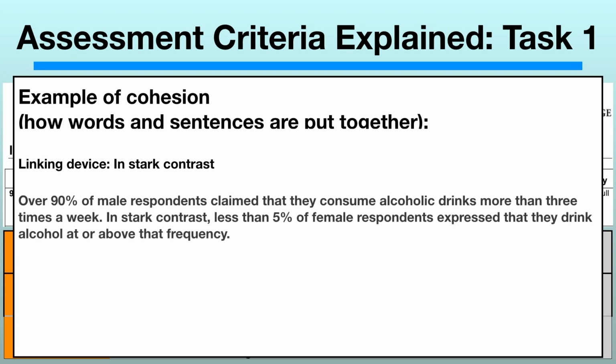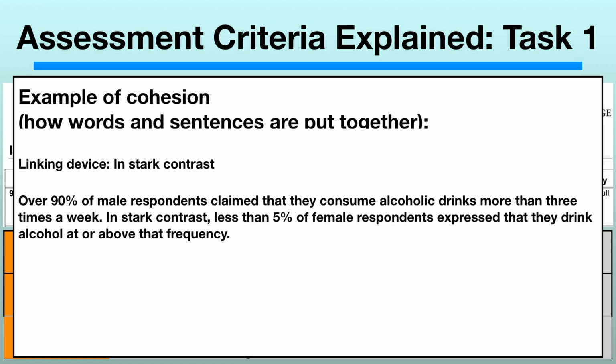Take a look at the sentences below. Over 90% of male respondents suggested that they consume alcoholic drinks more than 3 times a week. The next sentence is very different in terms of percentage. Less than 5% of female respondents expressed that they drink alcohol at or above the frequency.